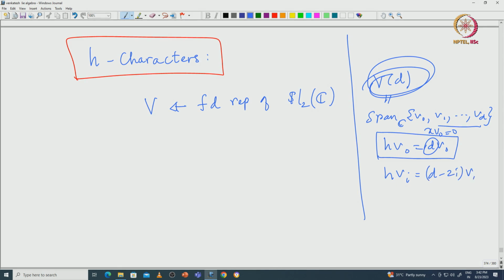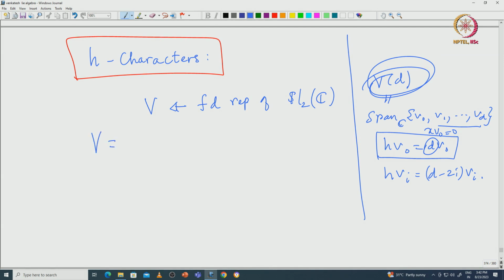That is why it is important to actually keep track of the action of H alone. Okay. So, that somewhat helps us to recover the complete representation. So, let me make it very precise. Once I define what are called characters, then it becomes very precise what I was trying to tell. So, let us take V to be a finite dimensional representation of SL2C.